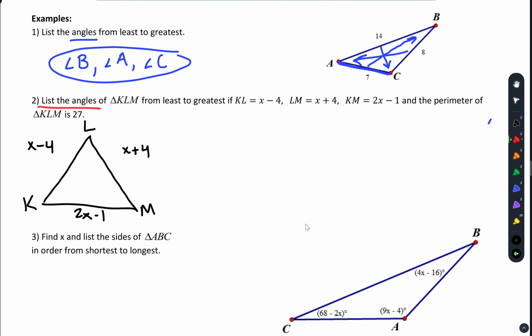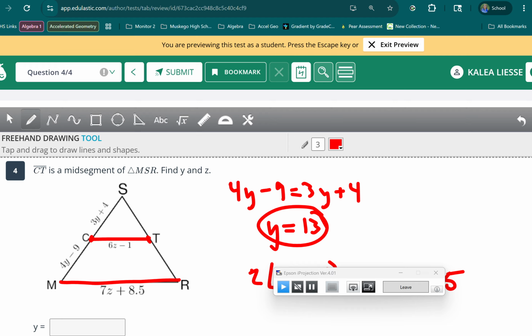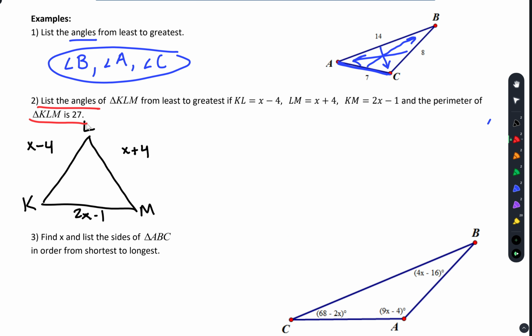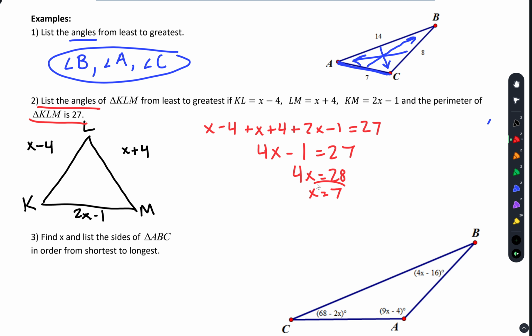It tells me that the perimeter of this triangle is 27. So that means perimeter is when you add up all the sides together. When I add up all my sides, x minus 4 plus x plus 4 plus 2x minus 1, I should get 27. So I'm going to solve this for x. 4x minus 1 equals 27. 4x equals 28. X equals 7.